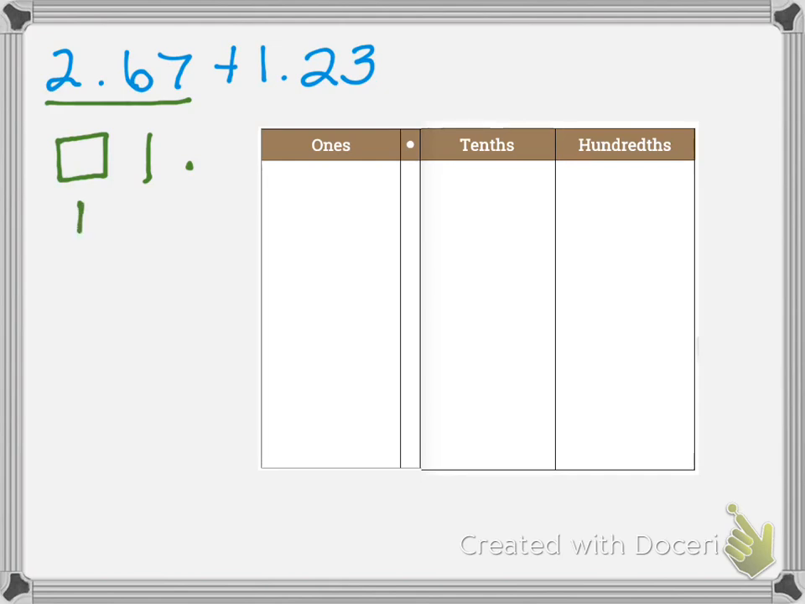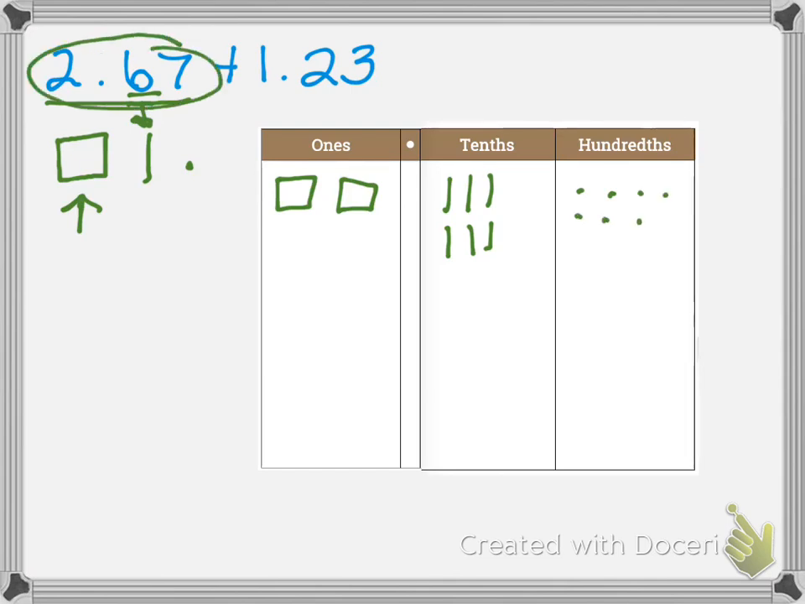So we would have 2 of our ones. We would have 6 of our tenths. 4, 5, 6. And we would have 7 of our hundredths. 1, 2, 3, 4, 5, 6, 7. So we've already placed 2 and 67 hundredths.